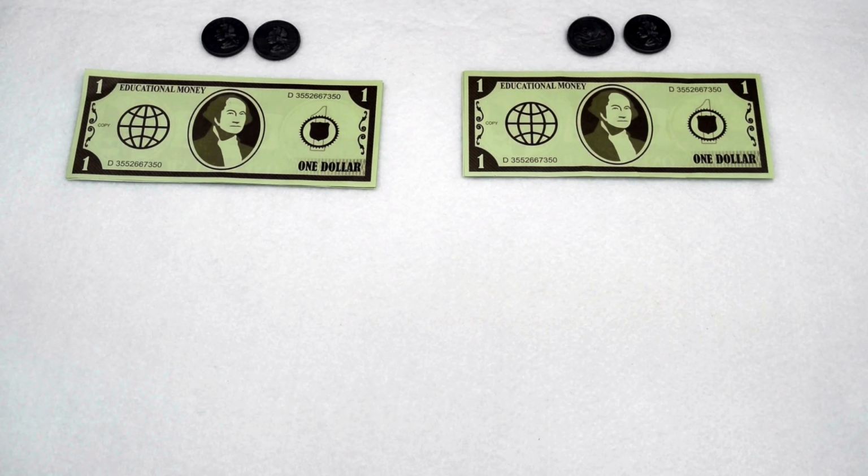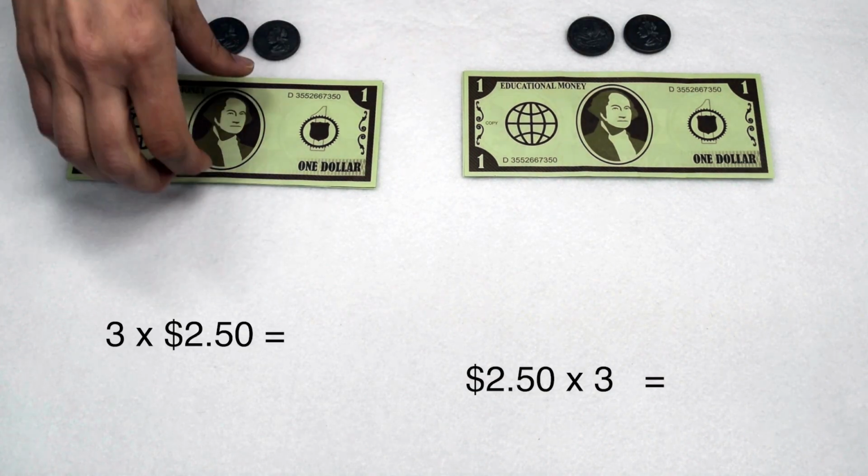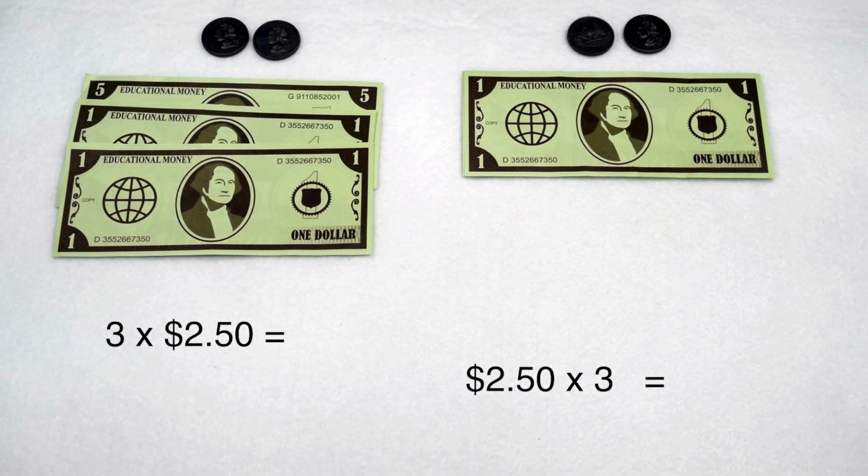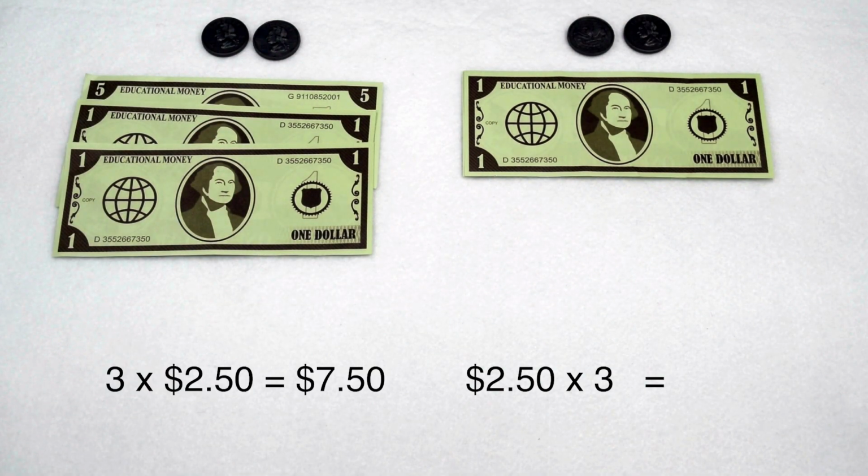Working with money, let's think of it as we go into a store and buy 3 items worth $2.50 each. What is our total? Well, to find that, we're going to have to solve 3 times 2.50. So 3 items that cost $2.50 each is going to give us a total of $7.50.